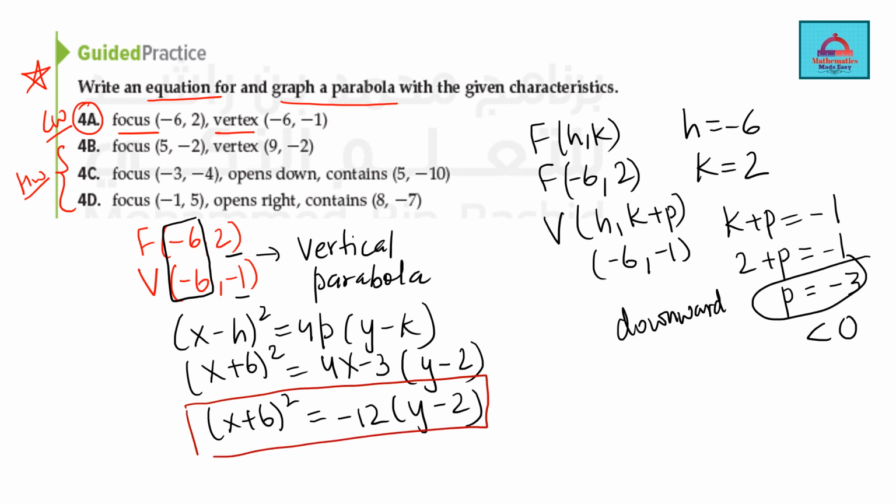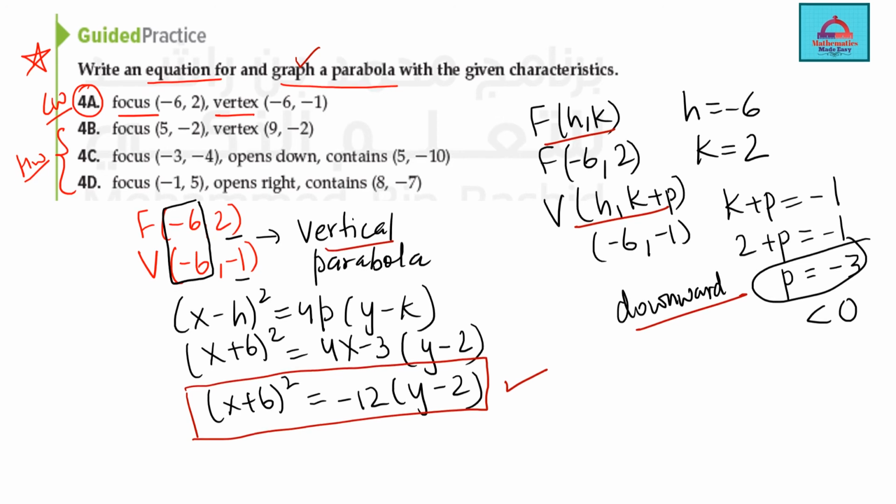Now you have all the things. You have the focus, the vertex. You know it is a downward vertical parabola with this equation. So you can go ahead and do the graph like we did in the last question.